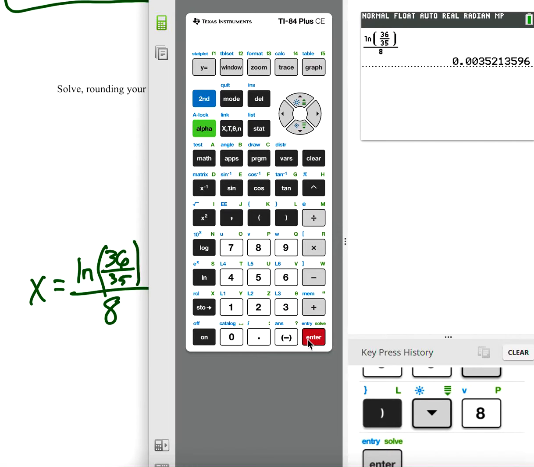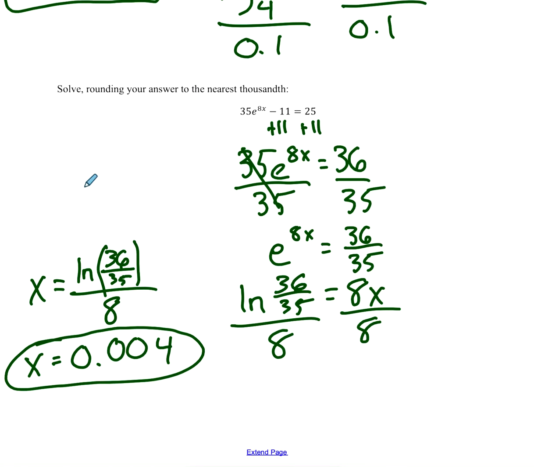So that would be x equals 0.004. You round that up because it's a 5 after the 3. And that would be our answer. So let's go to the next page.